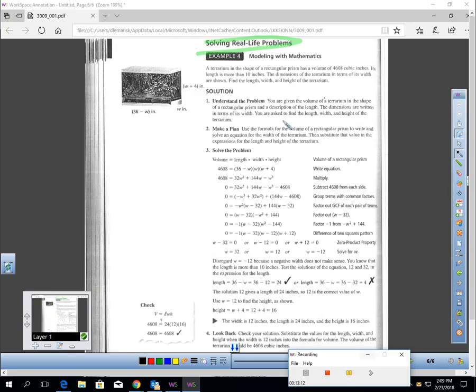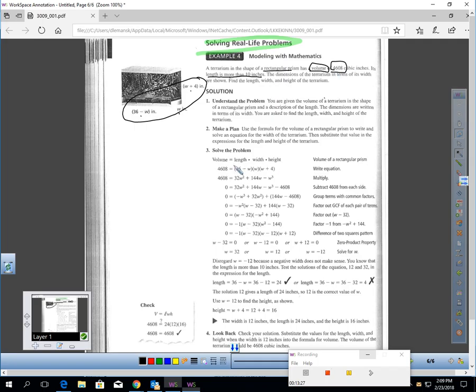You can use the techniques we've learned then to solve real-life problems. Like in this question, a terrarium is the shape of a rectangular prism and has a volume of 4,608 cubic inches. So volume. Okay, to find the volume of a prism, we take the length times the width times the height. Its length is more than 10 inches. The dimensions of the terrarium in terms of its width are shown. Find the length, width, and height. So they show us the length, width, and height here. So this times this times this should give me the volume, which is 4,608 cubic inches. So that's what they write. They multiply these 3 things together to get to there.